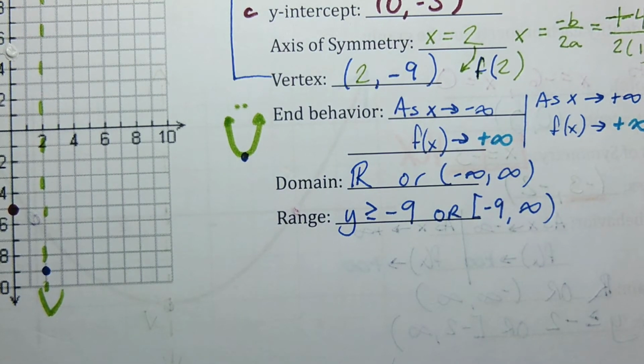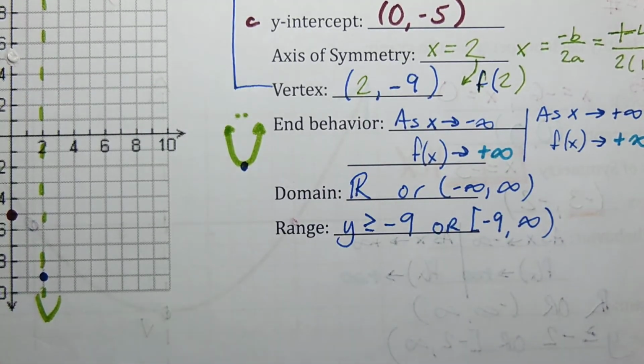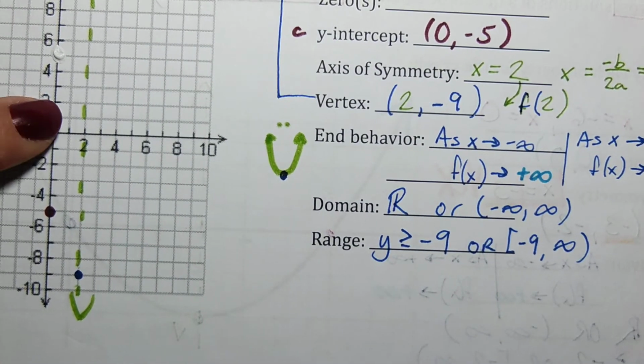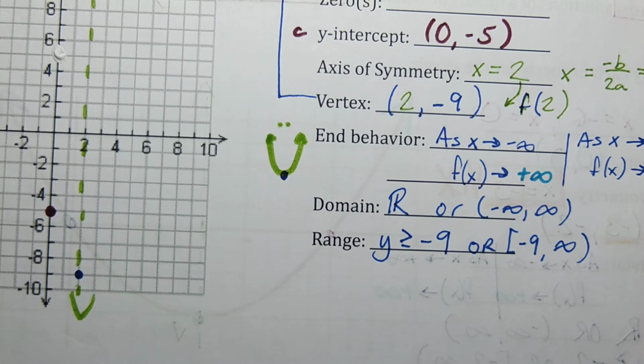Now, if you didn't like doing that without the full graph, you can always wait until we do our full table of values to get the full view of what the graph looks like. But we can tell that just based on this information that we already have. So let's go ahead and see how we are going to get the rest of our points.